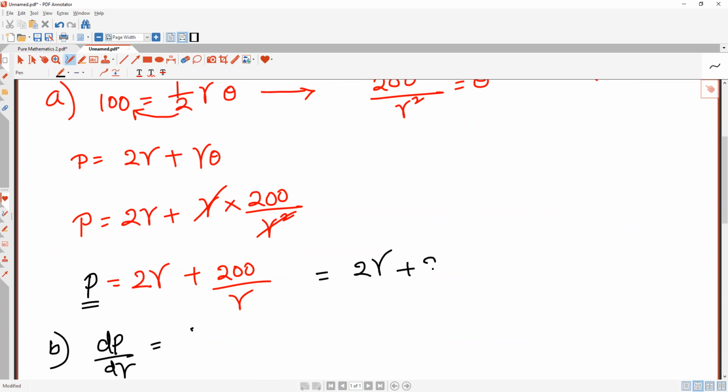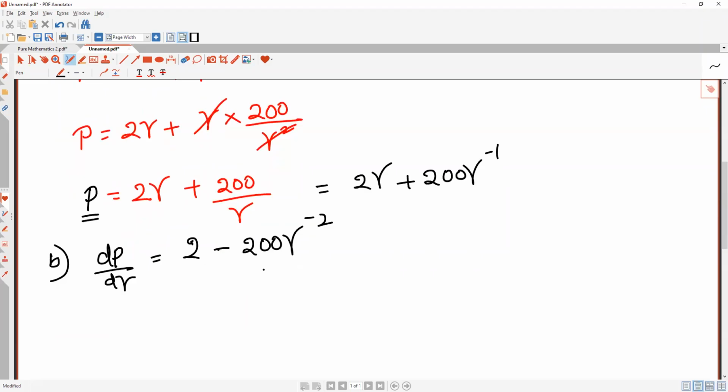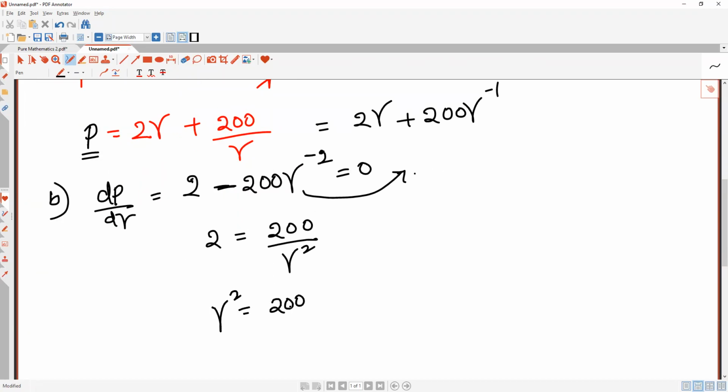What will it be? 2r plus 200 r raised to minus 1. So the differentiation of 2r is 2, and the differentiation of 200 r raised to minus 1 is minus 200 r raised to minus 2. This is your differentiation. But they said minimum, so it equals 0. If it is equal to 0, I hope you know how this is written. Do you understand this? I am bringing this minus 200 here, so change the sign. It will become positive, then it is minus 2, right? So it goes in the denominator. So r square is equal to 200 divided by 2, which is equal to 100. So r is equal to root of 100, which is plus minus 10. But I will take plus 10 because radius can never be negative.